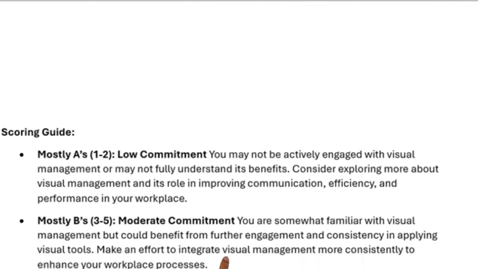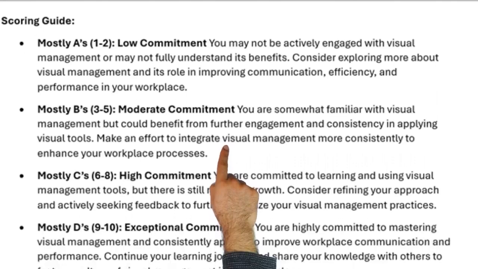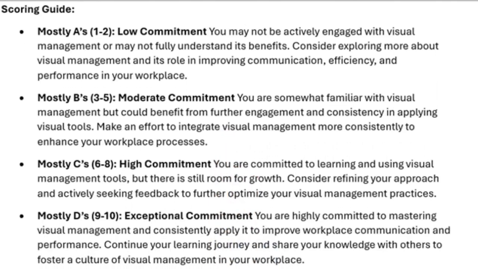Scoring guide. Mostly A's, 1 to 2, low commitment. You may not be actively engaged with visual management or may not fully understand its benefits. Consider exploring more about visual management. Mostly B's, 3 to 5, moderate commitment. You are somewhat familiar with visual management but could benefit from further engagement and consistency in applying visual tools.